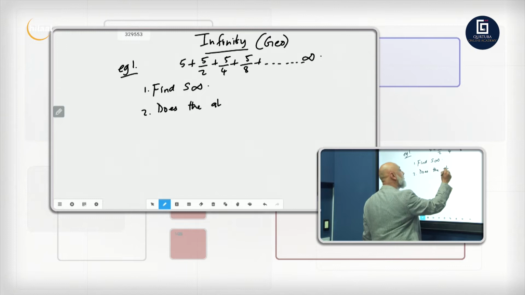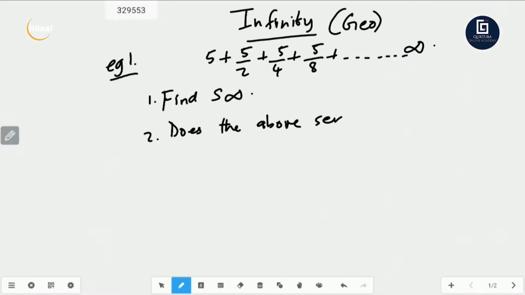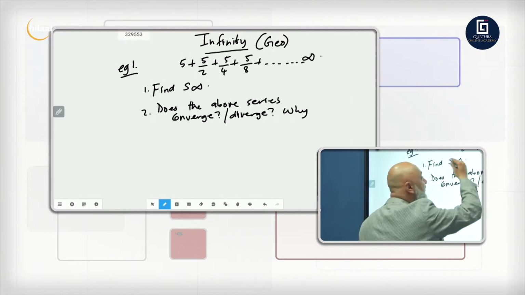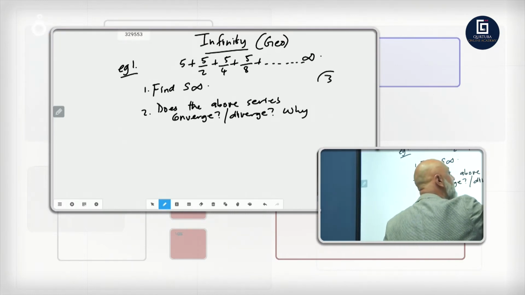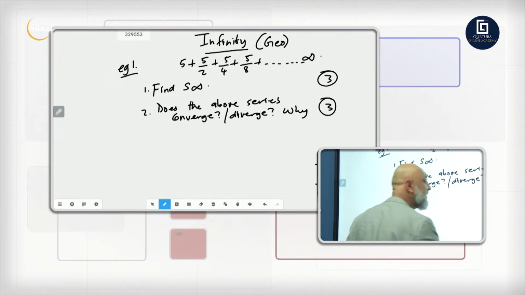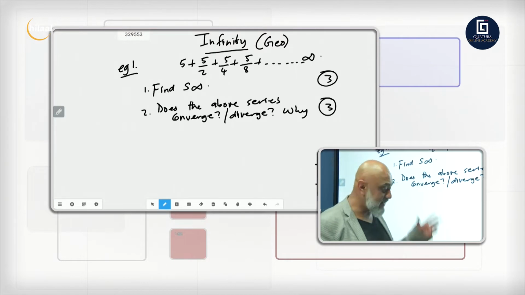Does the above series converge or diverge? Why? The first question is worth 3 marks. The second question is worth 3 marks. Total marks for this question: 6. Okay, take this question down.